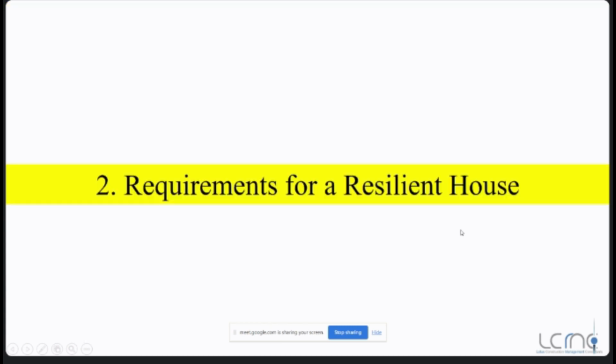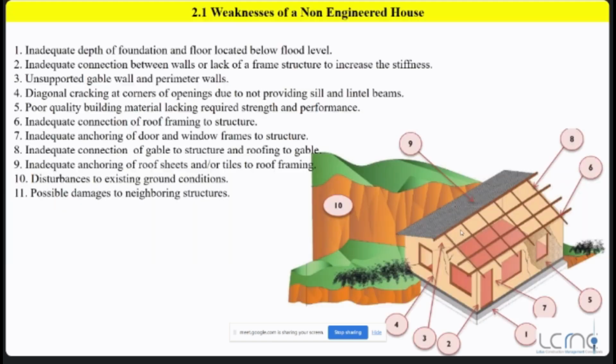The second heading of today's session: requirements for a resilient house. Resilient means a very safe house. Okay, that is a very small explanation for resilient. Now, can you see this image? I hope you can see everything in this image.